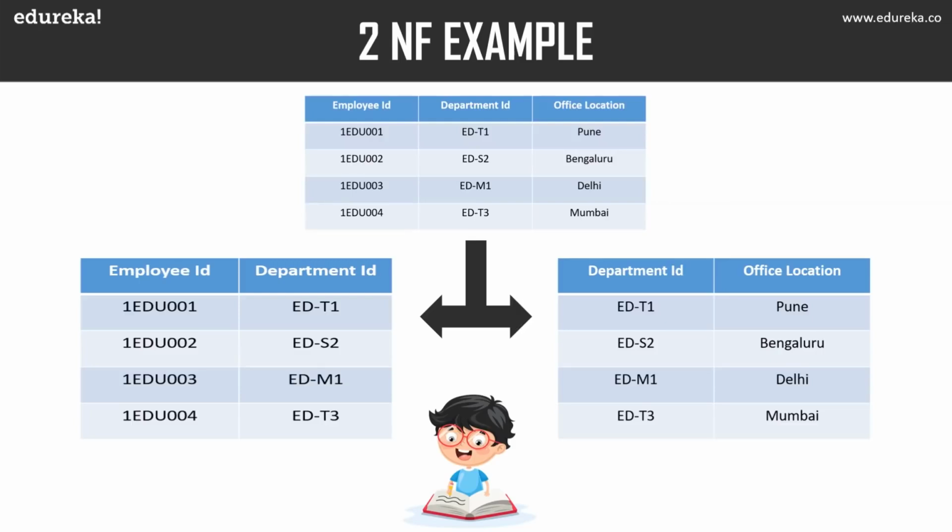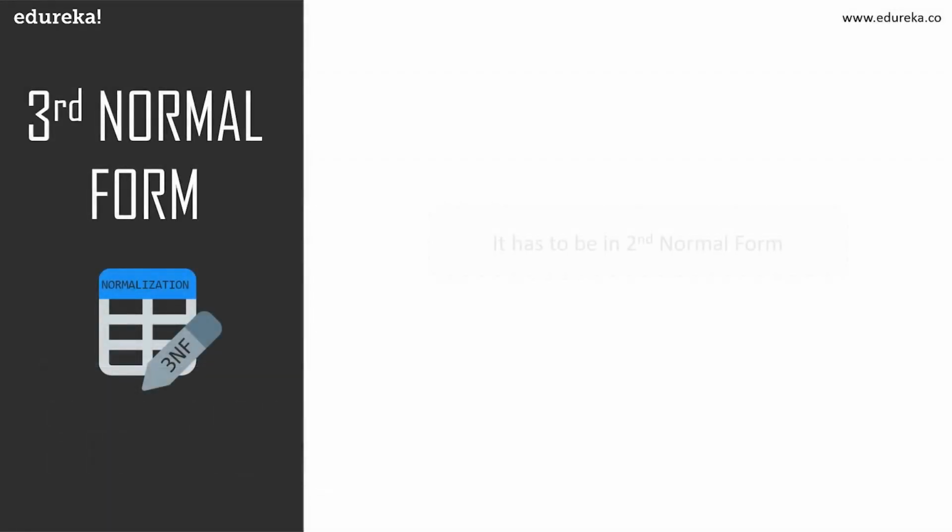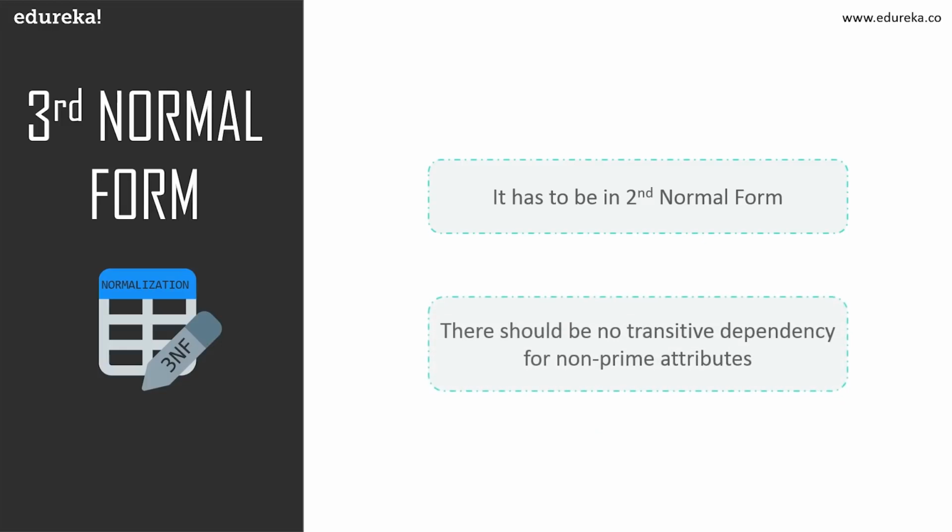Now that we have learned first normal form and second normal form, let's head to the next part of this normalization. The next topic is third normal form. Third normal form is a normal form that is used in normalizing the table to reduce the duplication of data and ensure referential integrity. The following conditions have to be met by the table to be in third normal form.